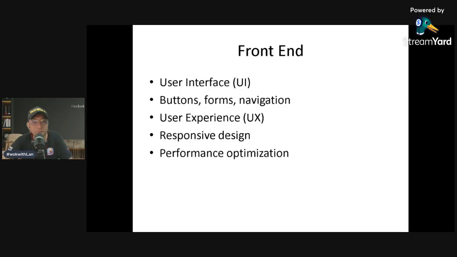Everything we see in the mobile app as users is considered the front end. Everything you see on the screen is part of the UI, or the user interface. Examples include the buttons, the text fields, the navigation menus, the images, the animations. These are all parts of the front end.